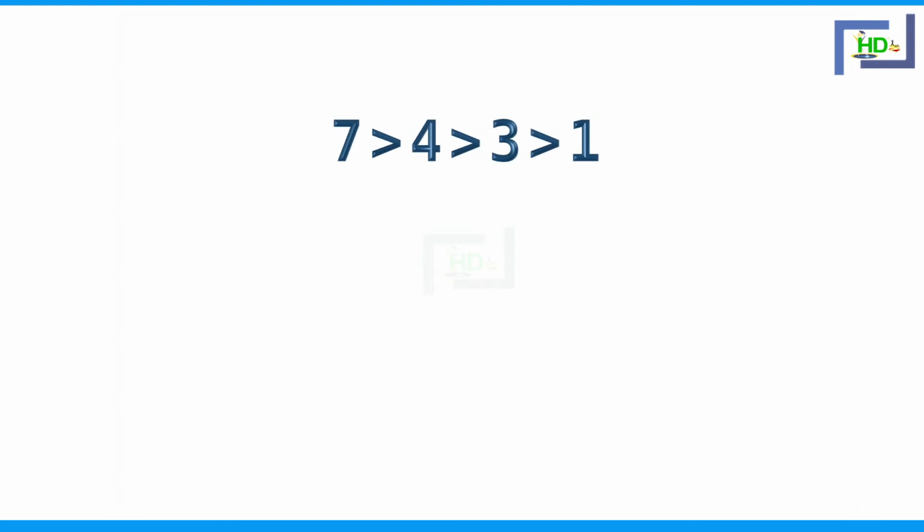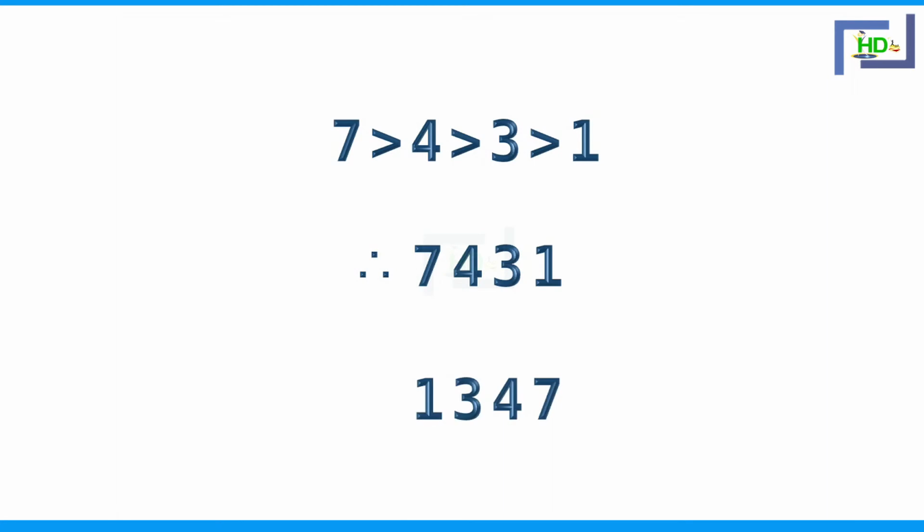Now take an example. Using the digits 4, 1, 3, 7, write the largest four digit number and the smallest four digit number. And we know that 7 is greater than 4 is greater than 3 is greater than 1. Therefore, we can say that 7,431 is the greatest four digit number formed by the given digits. And also 1,347 is the smallest four digit number formed by the given numbers.